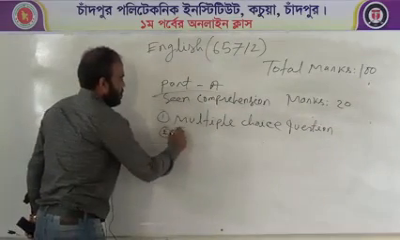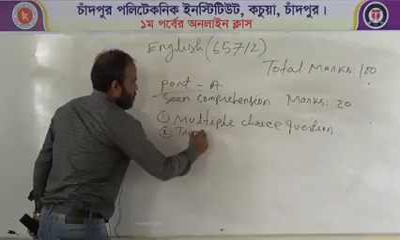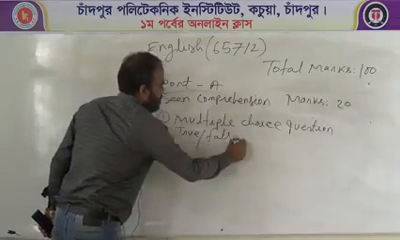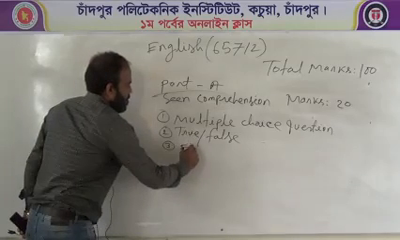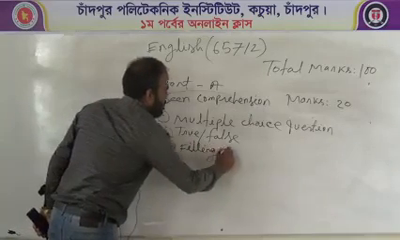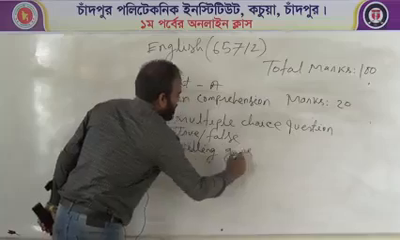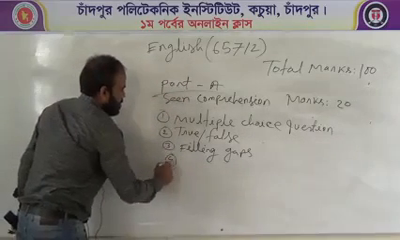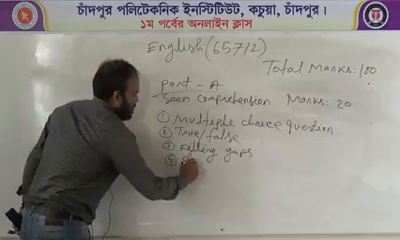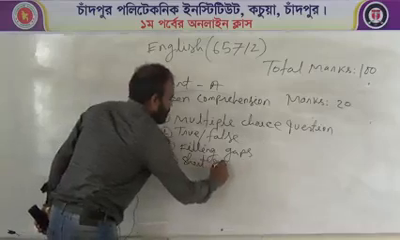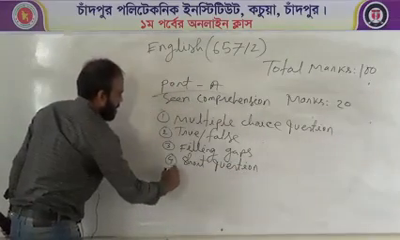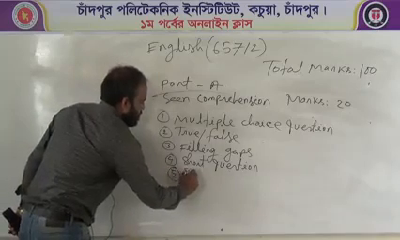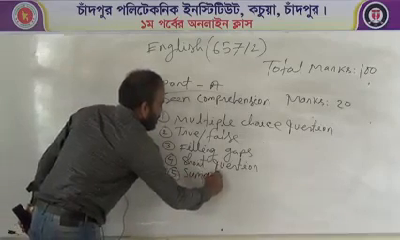Number 2, true or false. Number 3, filling gaps. Number 4, short questions. And number 5, summarizing.